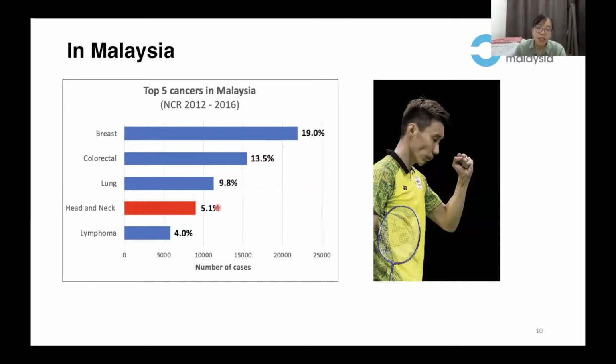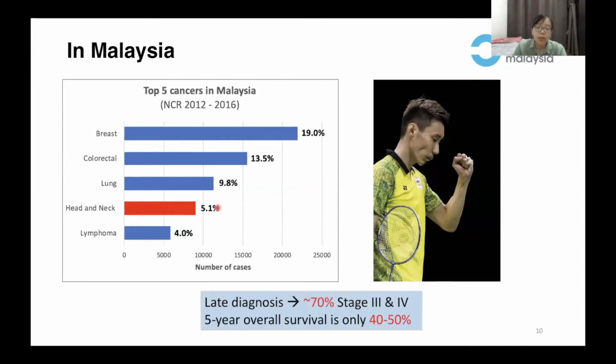I say his case is very lucky, because for most head and neck cancer patients in Malaysia, it's diagnosed at a late stage. 70% of them only detect the disease at stage 3 and 4. This is very concerning, because that's where medical intervention is very challenging, and it's really difficult to treat the disease. Because of that, the 5-year overall survival is only 40 to 50% for this cancer.